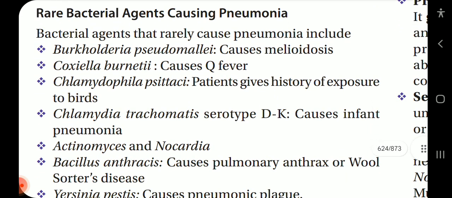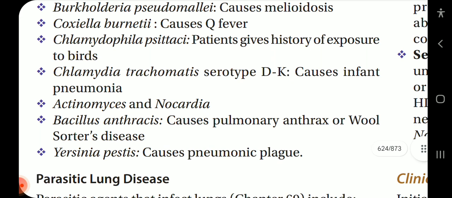Here, bacterial agents causing pneumonia. Bacterial agents that rarely cause pneumonia include Burkholderia pseudomallei, which causes melioidosis, Coxiella burnetii, which causes Q fever, Chlamydophila psittaci, where patients give history of exposure to birds, Chlamydia trachomatis serotype D to K, which causes infant pneumonia, Actinomyces and Nocardia, Bacillus anthracis, which causes pulmonary anthrax or wool sorters disease, and Yersinia pestis, which causes pneumonic plague.